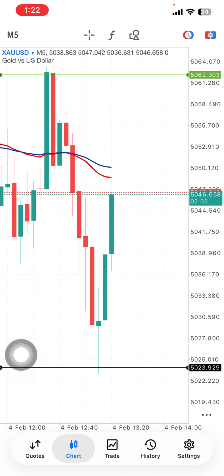Let's see what is happening. We are making good money right now. We are making 2,600 pips. Let's see what's going to happen.